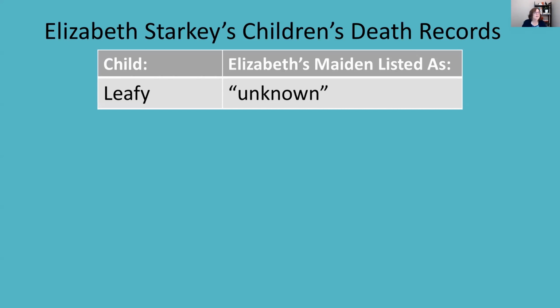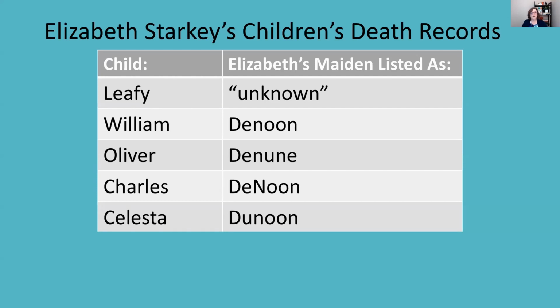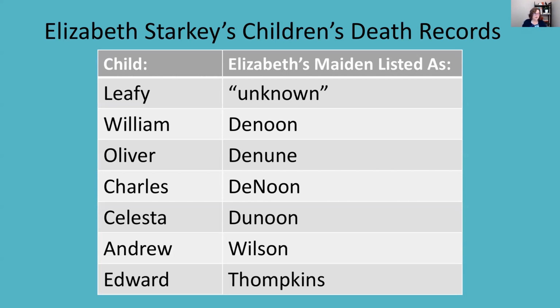Okay, well, that's not very helpful. But then I look at her other children, William, Oliver, Charles, and Celesta, and they all give me some sort of variation of Danoon. Variant spellings, but all basically the same name. Okay, this is awesome. But what if I keep searching for the rest of Elizabeth's children, including Andrew and Edward?